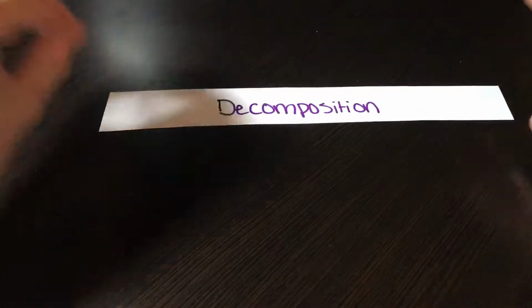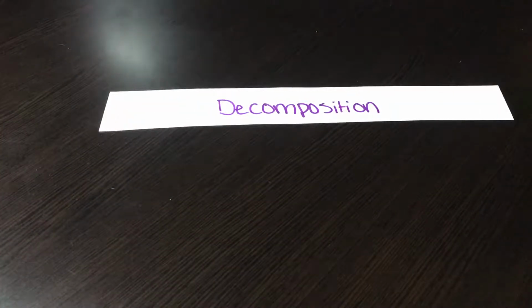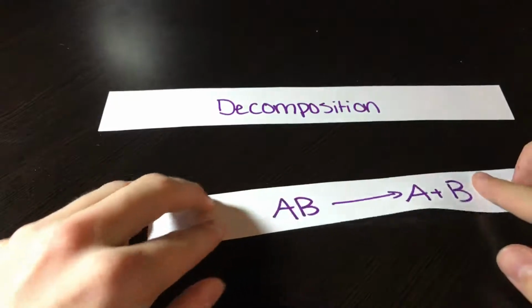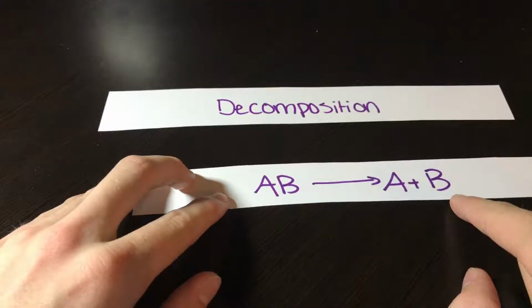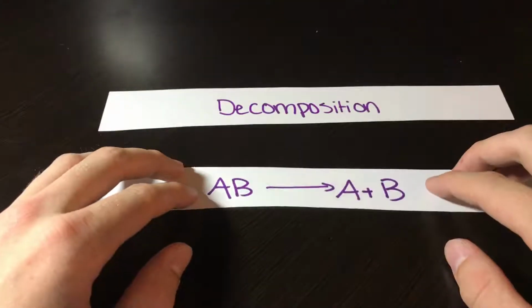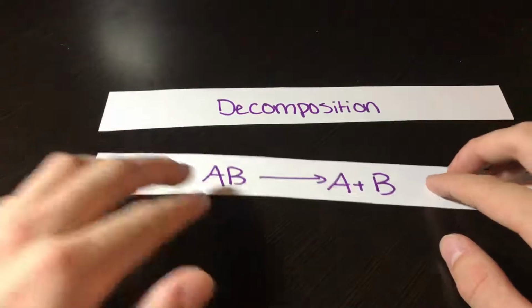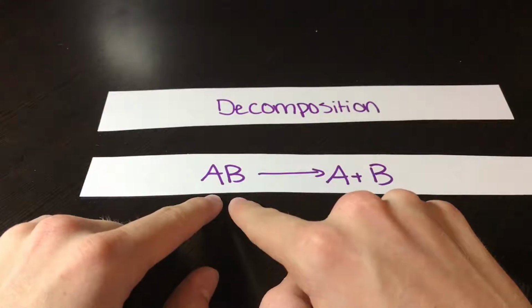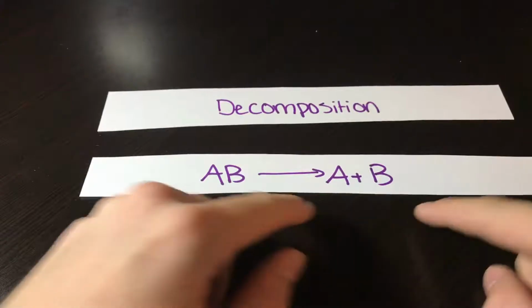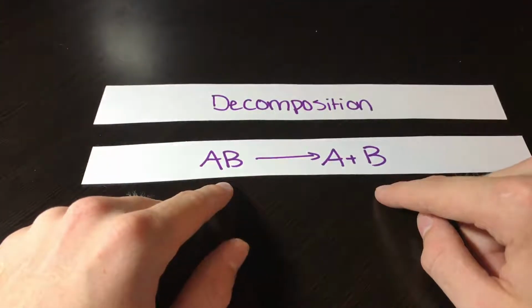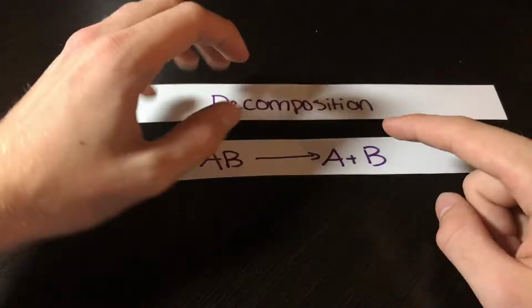Next, let's move on to decomposition. Decomposition is basically the opposite of synthesis because you're taking 1 thing and breaking it into 2. Now this is kind of an inverse of this because you're starting with A and B combined and you're ending with them separate. You're starting with 1 reactant and 2 products.